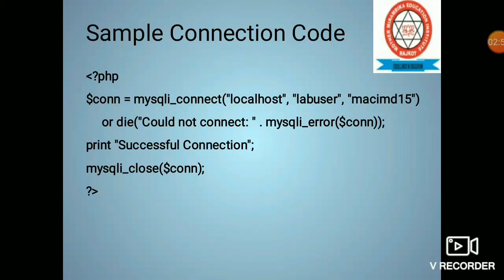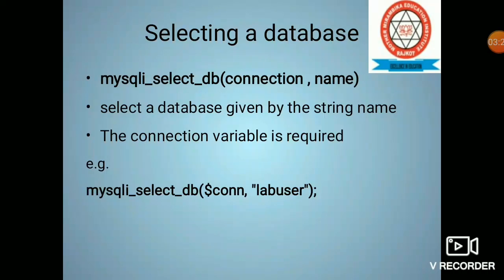The die function takes 2 arguments. Here the first is a string message, the error message that you want to display, and we have concatenated the mysqli_error function with it, which will again display the error message generated by PHP. On successful execution, it will print a simple message, successful connection, and at the last we are closing the MySQL connection.